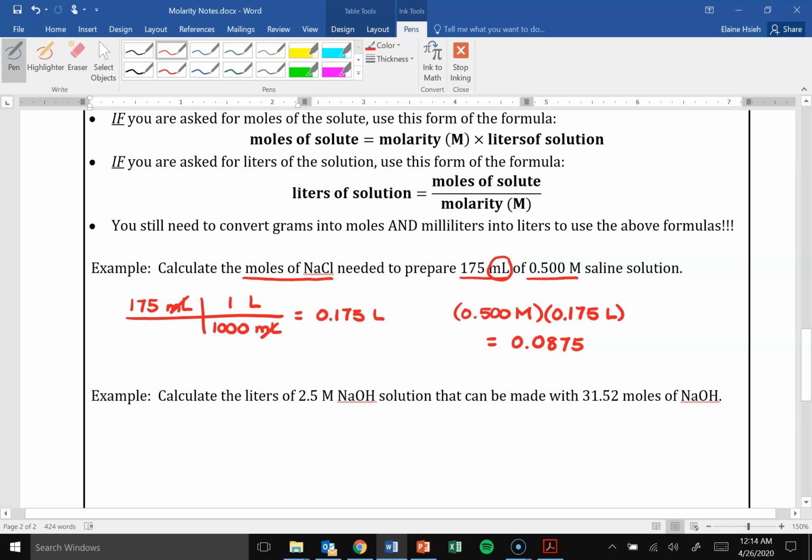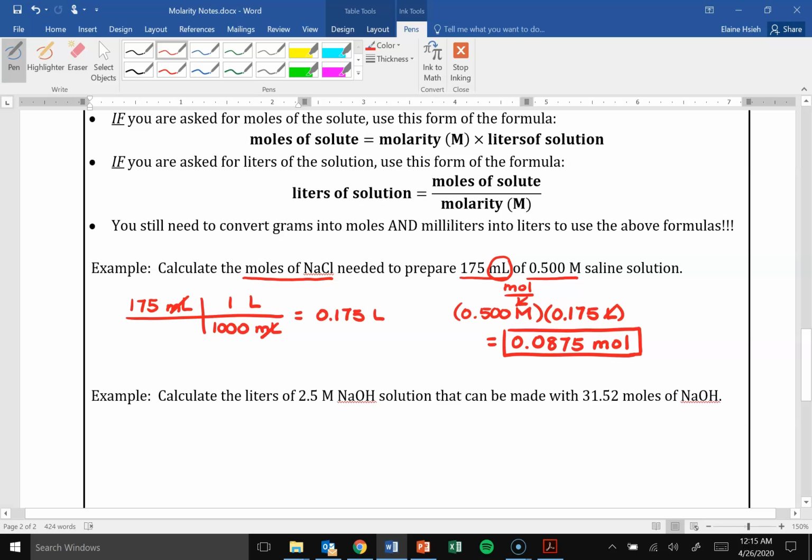0.0875 moles. So notice we are looking for moles in this case, and that is why moles will be the answer. Now remember, molarity really is moles per liter. So the liters have canceled out, and that's why the answer unit ends up being moles. Let's look at our next example.